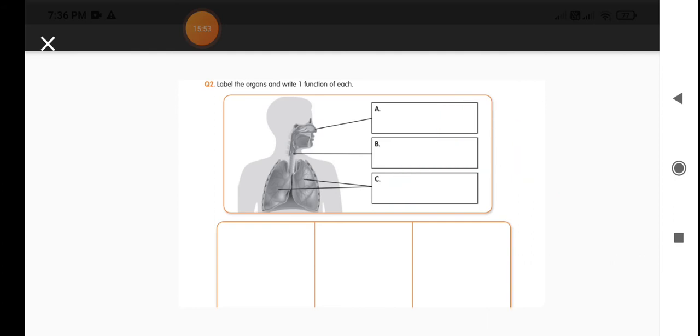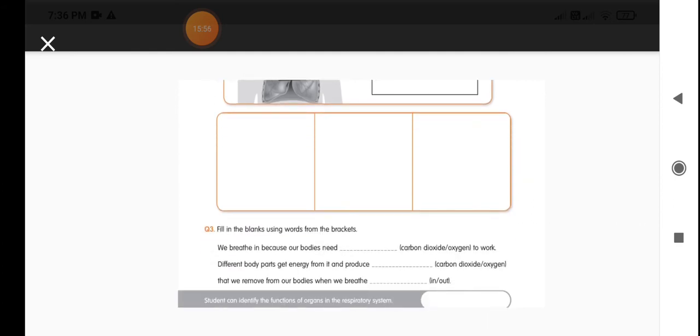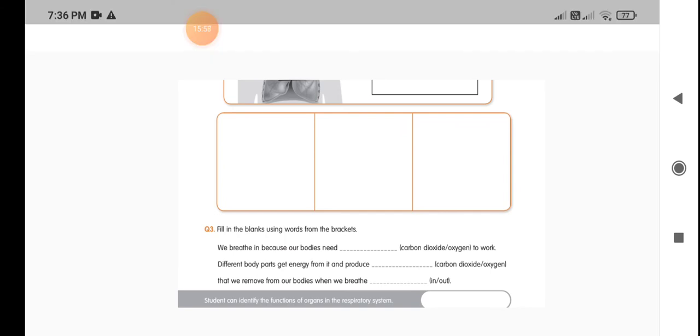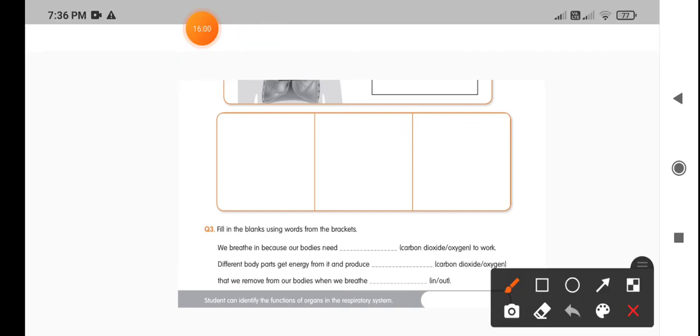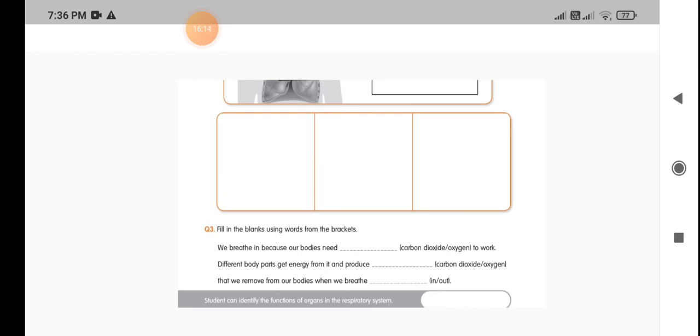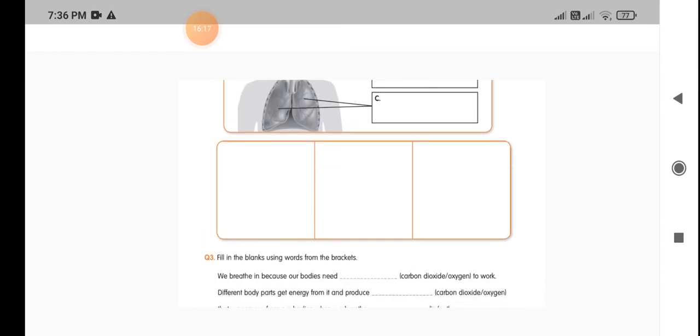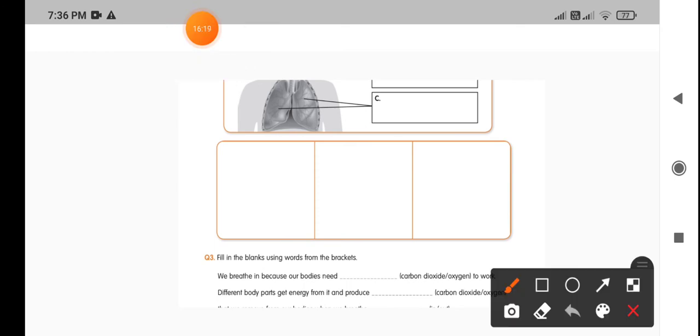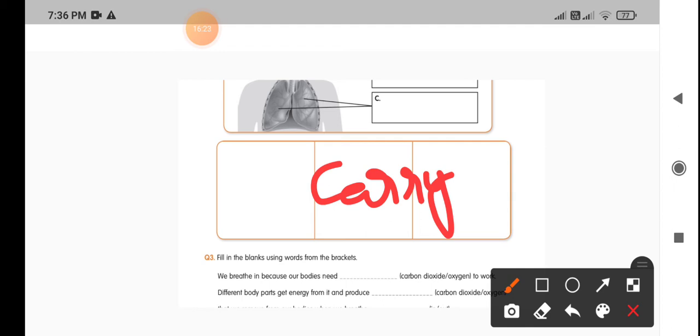And here in these boxes, you have to write the functions of the nose. What is the function of the nose? It helps to breathe in and breathe out, or else it helps to take the air inside. That's called breathing. So the nose is helping with breathing. And the next one, the windpipe, is helping to carry. It is acting like a carrier for the oxygen to different parts of the body.